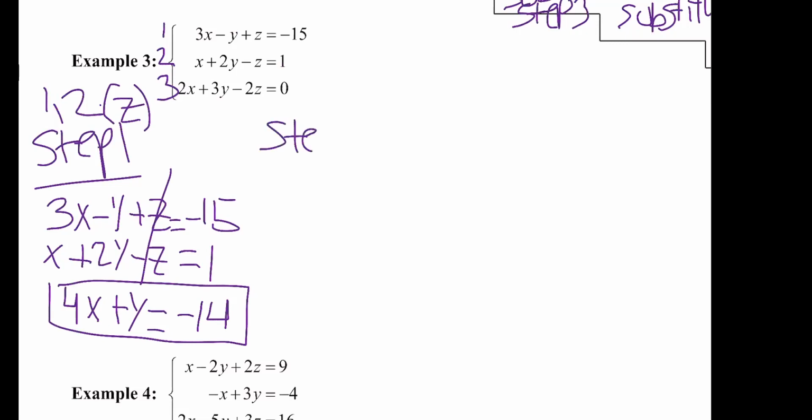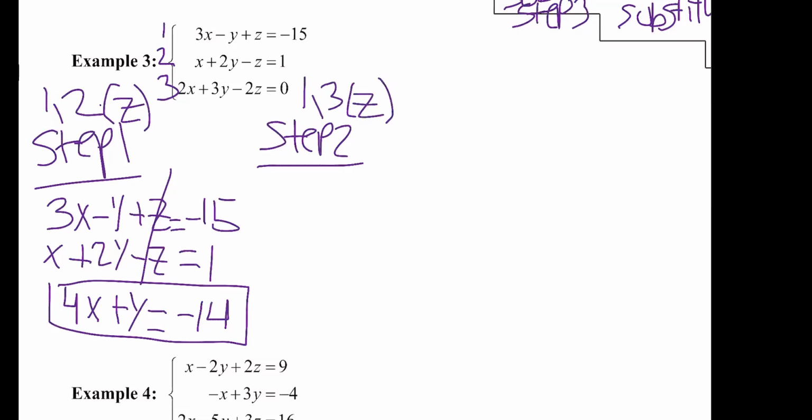Step 2, we're going to pick two different equations. So I can't do 1 and 2. I could do 1 and 3, or I could do 2 and 3. It doesn't matter either. Since we got rid of the z's, I've got to get rid of the z's for this one too. So I've got to pick two different original equations. Like I said, it doesn't matter. It doesn't really look any easier either way. I'm just going to do equations 1 and 3.